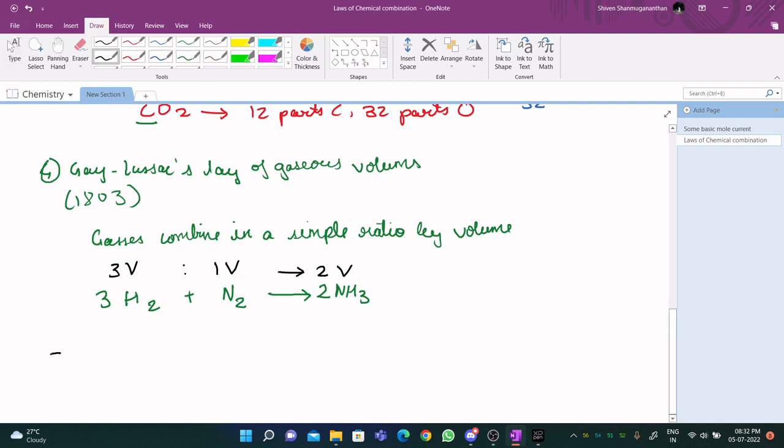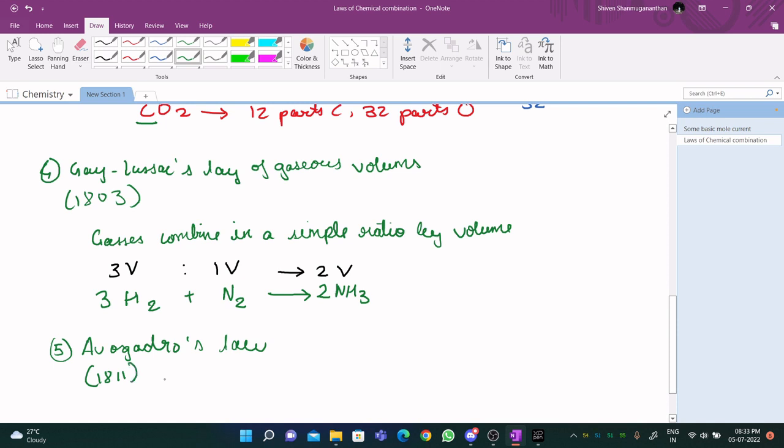Fifth, Avogadro's law. Now, Avogadro said this in the year 1811.